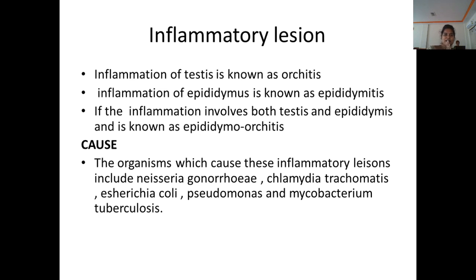So inflammatory lesions, how will they be? Inflammation of the testis is known as orchitis, and inflammation of the epididymis is known as epididymitis. If inflammation involves both the testis and epididymis, it is called epididymo-orchitis. So these are the three. If both the testis and epididymis are involved, it is epididymo-orchitis.